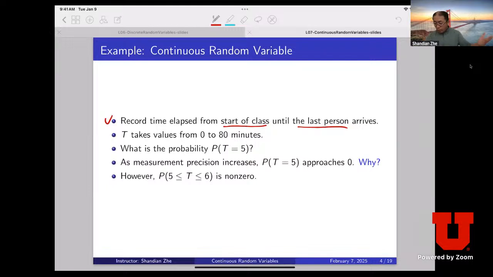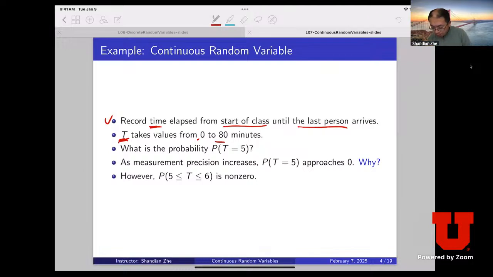So our course takes 80 minutes, right? So this time t is your observation, the observation of the time elapsed from the start of class until the last person arrives, right? So obviously, your observation can be 0 at the smallest, or at most 80 minutes, because our class lasts at most 80 minutes. So the range of this time record is between 0 and 80 minutes. Does it make sense?